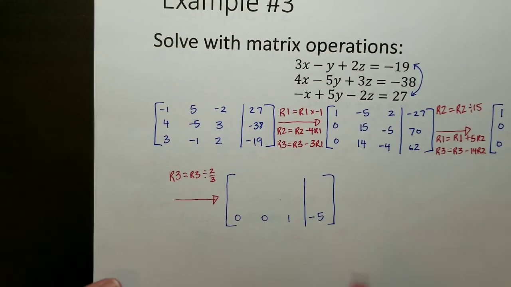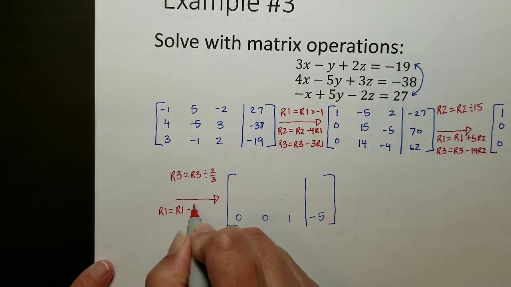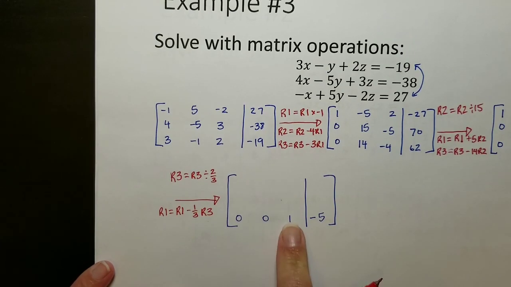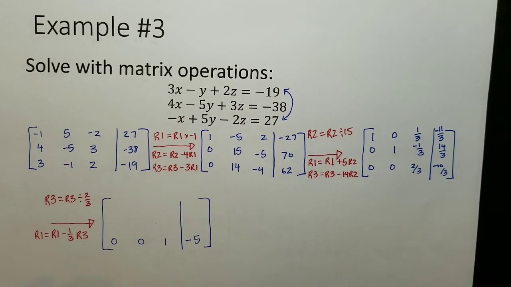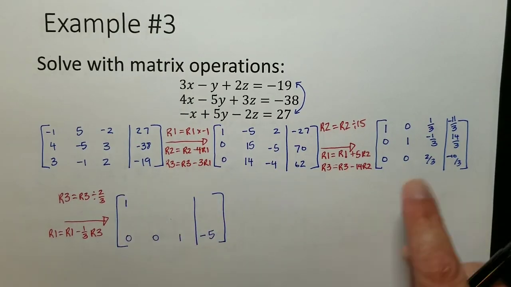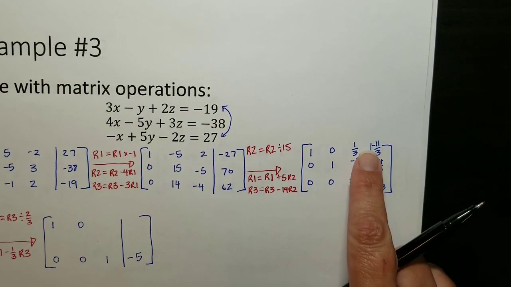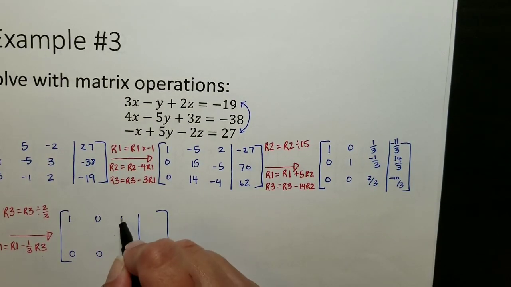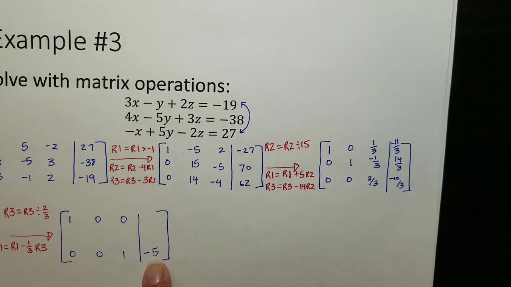So for row 1, that's going to be the old row 1 minus 1/3 of row 3. So minus 1/3 of these guys. So the old row 1, we have a 1 minus 1/3 times 0 is 1. 0 minus 1/3 times 0 is 0. 1/3 minus 1/3 times 1 is 0, which is good. Negative 11/3 minus 1/3, and you have to be careful that you're going to the new numbers here. Minus 1/3 times negative 5 gives you negative 2.